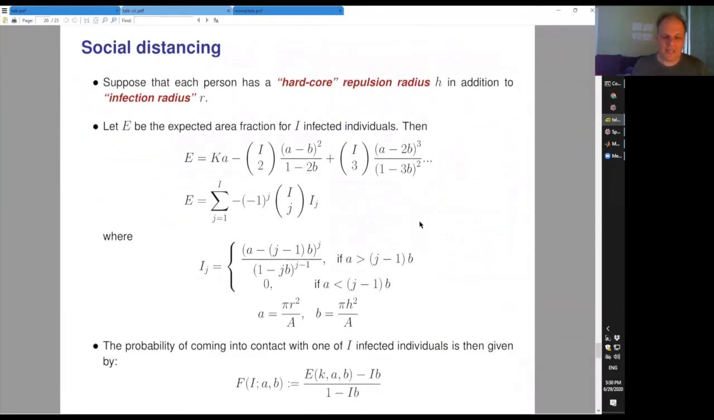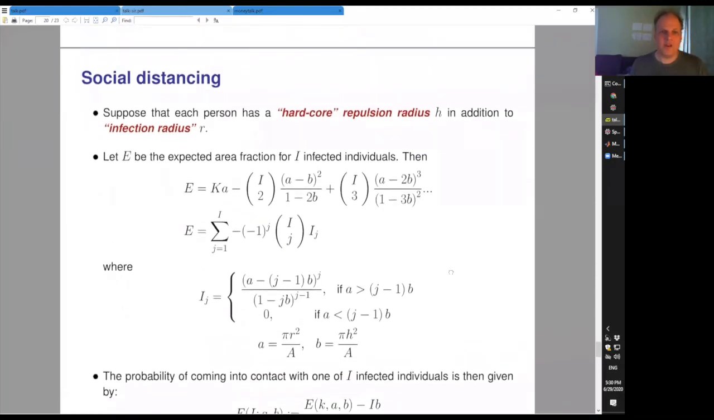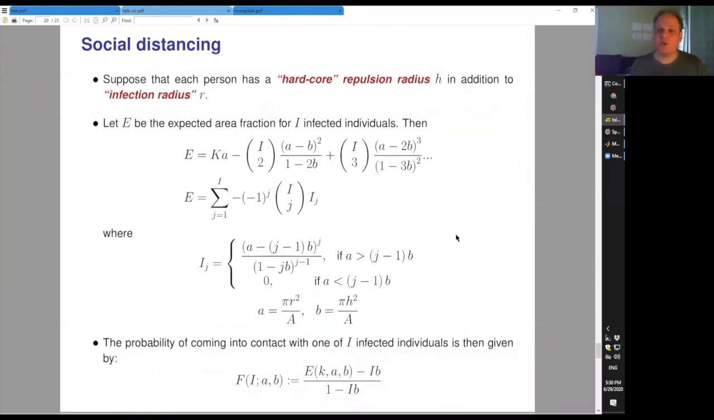And finally, one last thing I want to mention on this model. There's also a way to think about social distancing. One could think of each person having a hardcore repulsion radius. So rather than throwing a bunch of dots at random inside the square, we still throw them at random inside the square, but we make sure that they're all separated by some distance h.